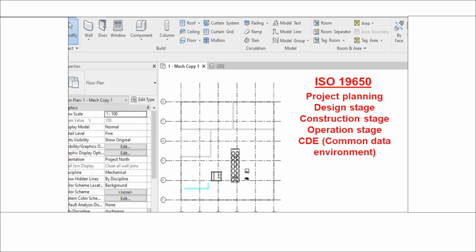For example, AAC Cloud. So in detail, we'll see in upcoming classes.